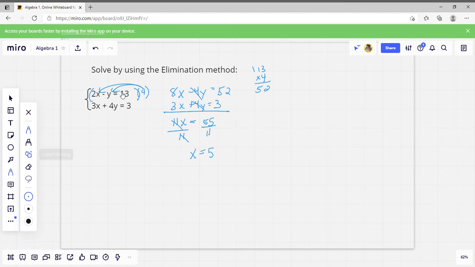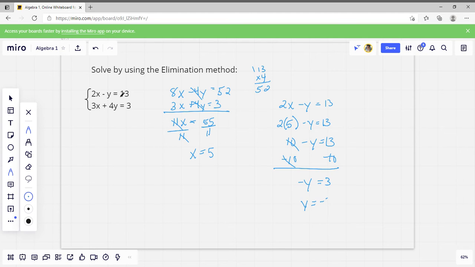Now I have to solve for y, so I'm just going to plug x into one of these equations. Looks like that top one would be easiest, so I'm going to say 2x minus y equals 13. I'm going to replace the x with a 5. Minus y equals 13. 2 times 5 is 10. Minus y equals 13. Minus 10. Negative y equals 3. So y is going to be equal to negative 3.